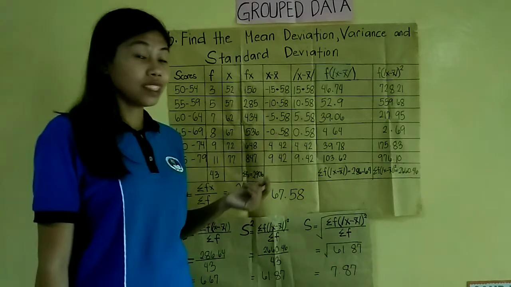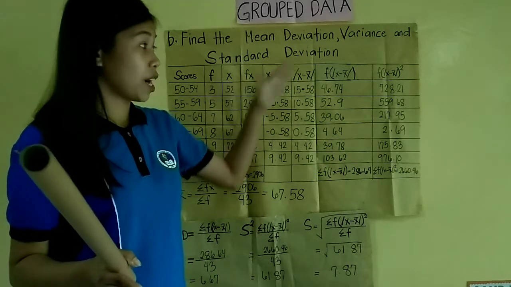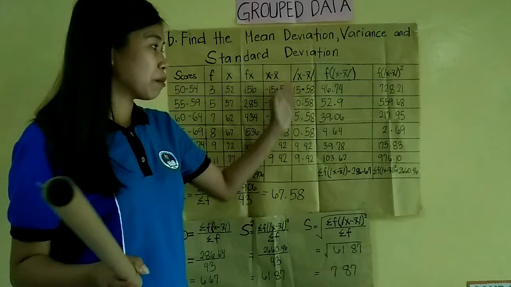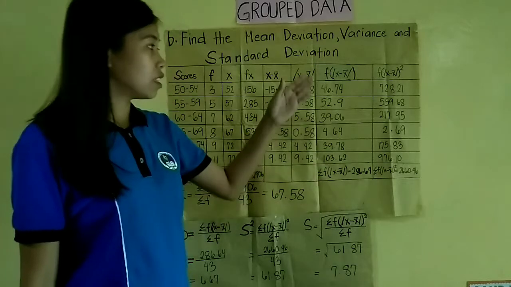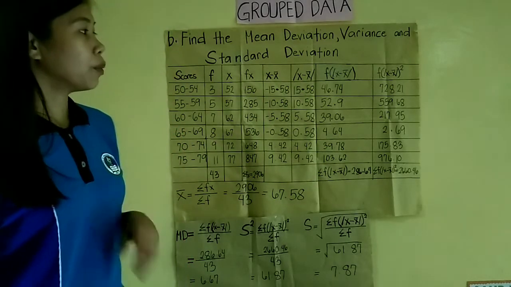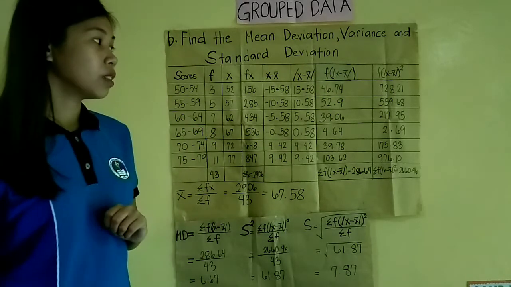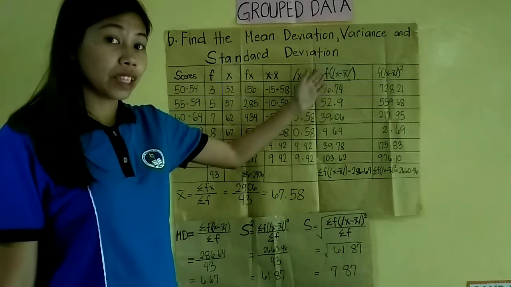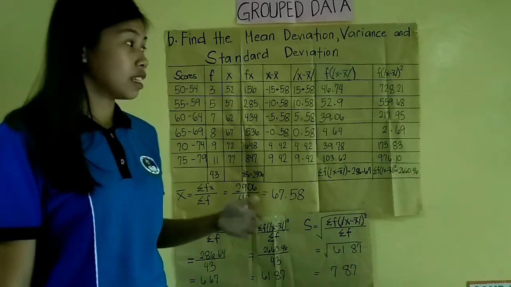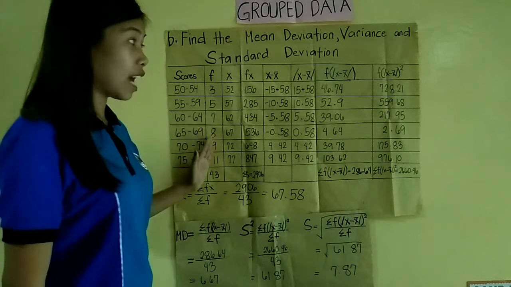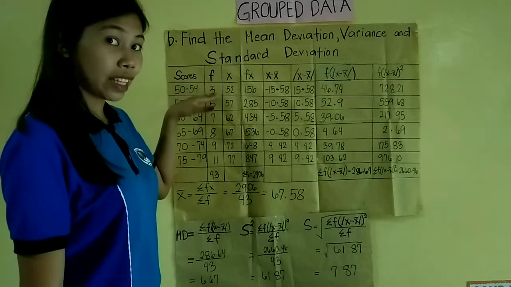Again, since there are negative signs, we need the absolute value. So if there is an absolute value, just copy the numbers and make sure they all have positive signs. Positive numbers all. Now, another column is needed to get the values of our mean deviation. We just need to multiply the frequency to the absolute value of x minus mean. So, here is the frequency and here is our absolute value of x minus mean. We just multiply them.